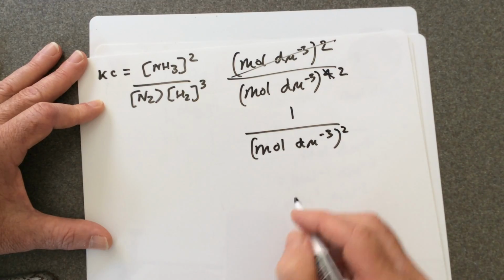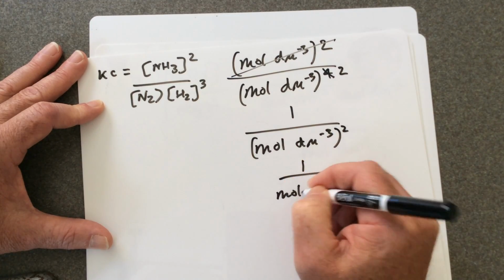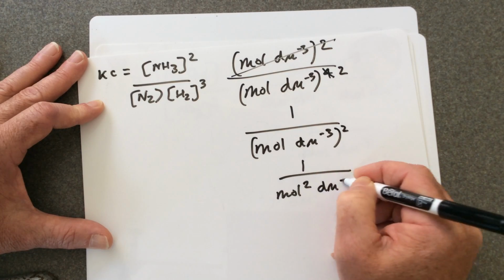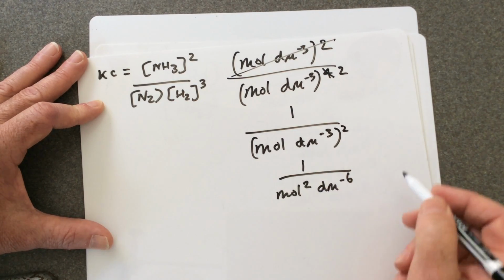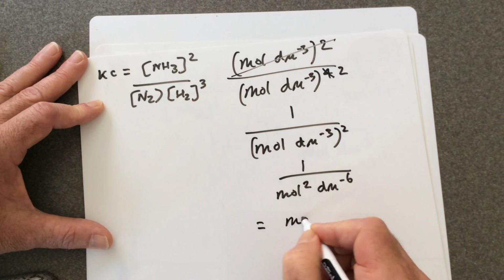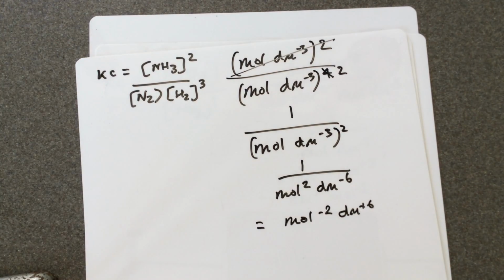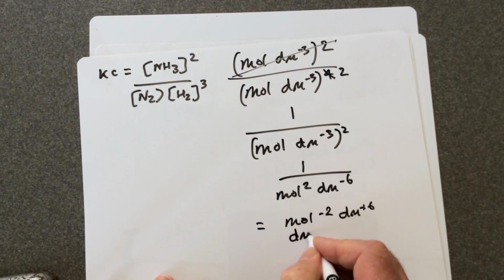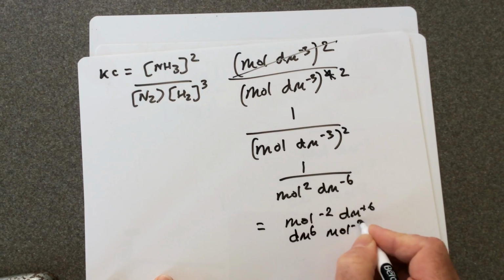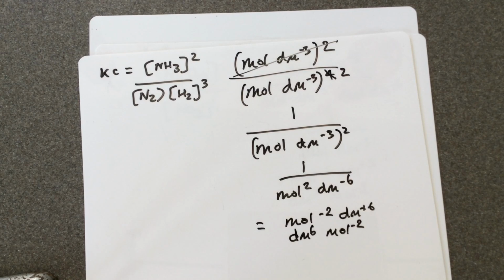Well, hopefully you've learned in maths that's going to be equal to 1 over mole squared dm to the minus 6. And then to bring that to the top, all I'm going to do is change the sign on the indices or on the powers. Again, you don't actually have to write the plus sign. And you can put the dm to the 6 first, the mole to the minus 2 second, if you would prefer. Either will be accepted. So that's how you work out units.